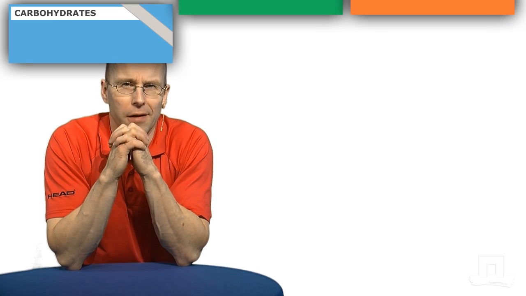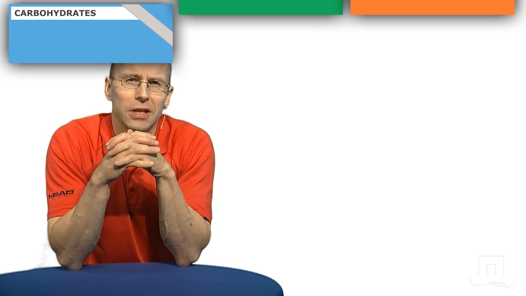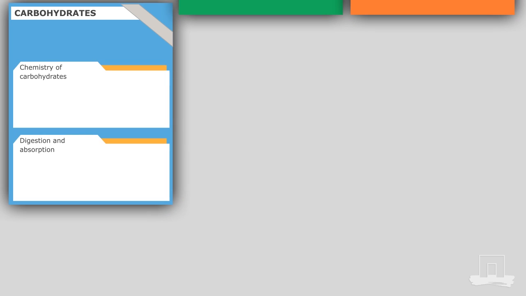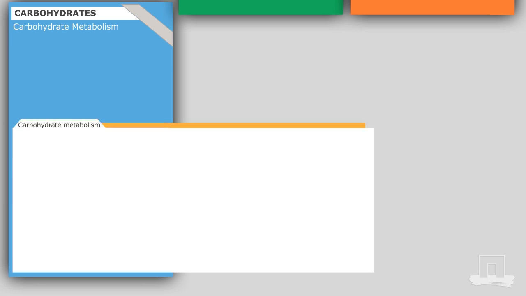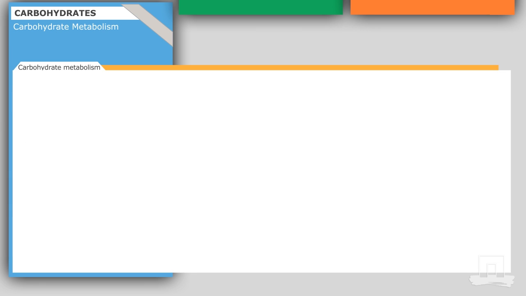Hi. One of the main nutrients in our diet is carbohydrate. Previously we looked at how carbohydrate is digested in the GI tract and absorbed into the bloodstream. Today, in this video, we'll look in more detail at what happens to the monosaccharides once they're absorbed into the bloodstream. How are they distributed across the body and how is that regulated?